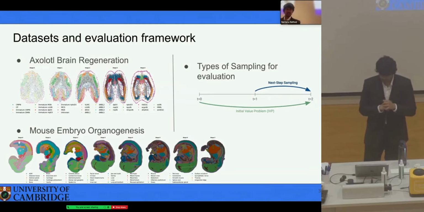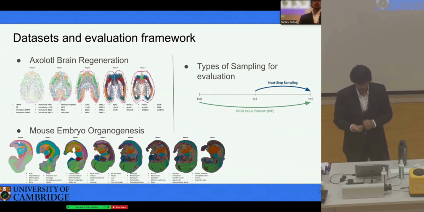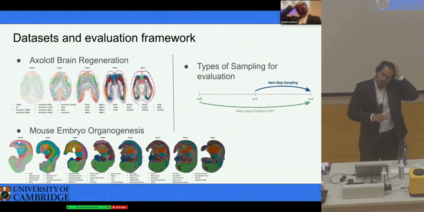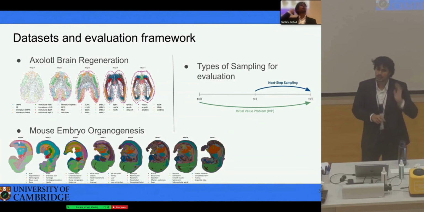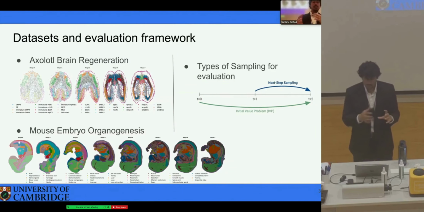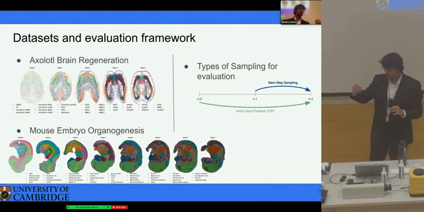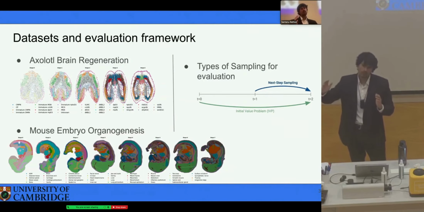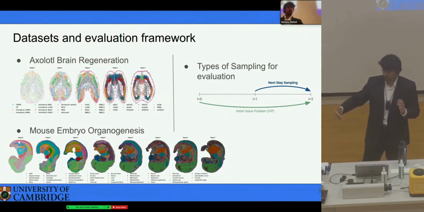So these are our data sets. For evaluation and for sampling, we use two sampling criteria. First is next step sampling, and the second is initial value problem sampling. Initial value problem sampling is basically telling you, given that you want to know how this set of cells is going to look at day, let's say 5, I will start from day 0, and then I will integrate the velocity field over the entire time horizon and then give you the final result.